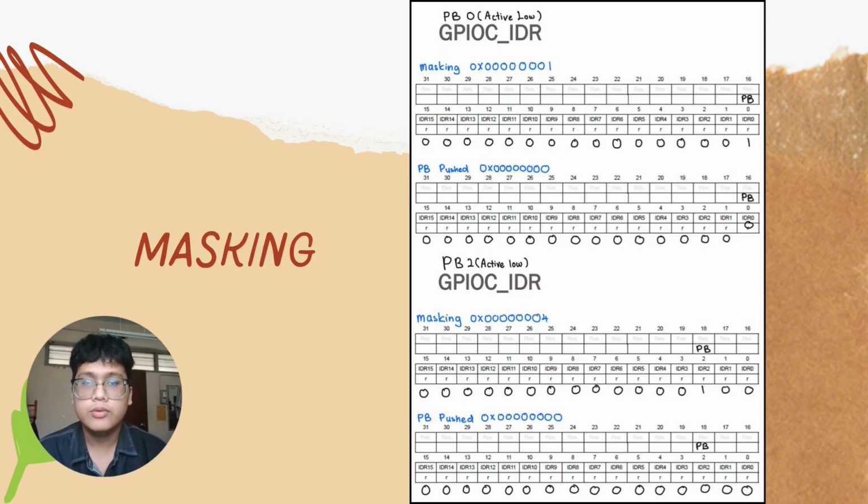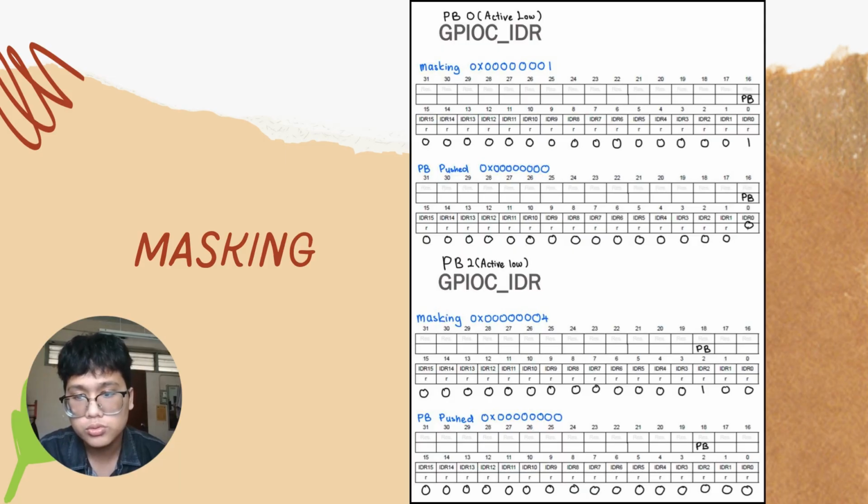Now we move to masking. There will be two things that we will be masking. The first one is PB0 and the second one is PB2. So what is masking? Masking is when we want to initialize the port that we want to use as an input. In the first table, we can see for masking PB0, we will declare 1 at the port that we want, which is port 0. So the masking will be 0, 0, 0, 0, 0, 0, 0, 1, which is 1 at port 0.